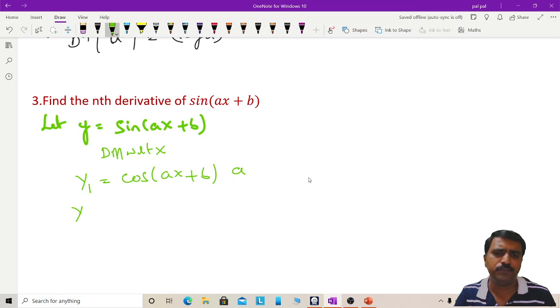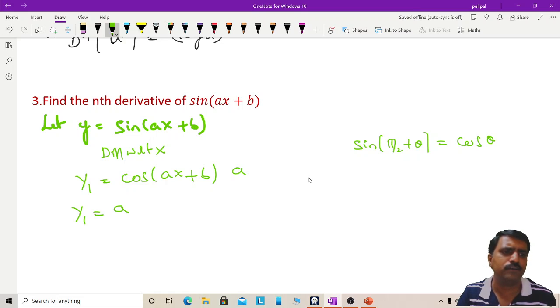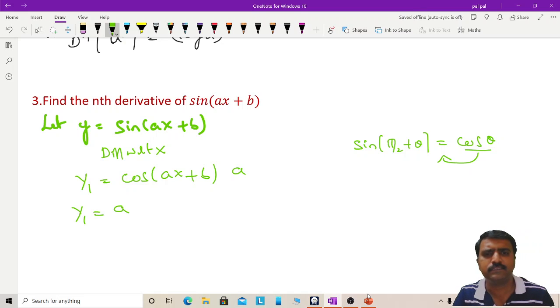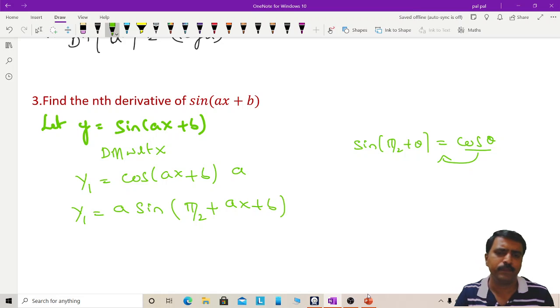Now I want to rewrite this y1 as a into, I think you know this formula, that sine of 90 plus theta can be written as cos theta, or cos theta can be written as sine of 90 plus theta. So you write this cos theta as sine of 90 plus theta, where sine of 90 plus theta means ax plus b. So again you differentiate this y1 with respect to x.